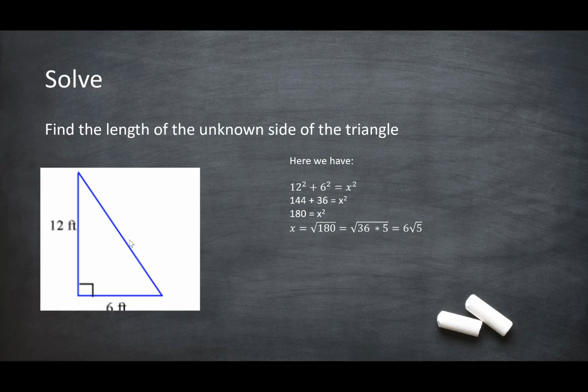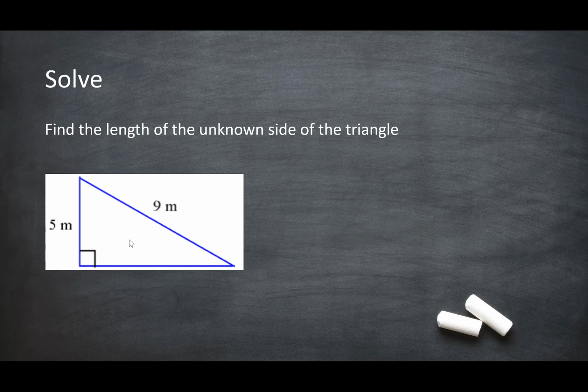So 12 squared is 144. 6 squared is 36. So we still get our x squared. Adding 144 and 36, I get 180 equals x squared. So to solve for x, we just say x is the square root of 180. So 180 can be re-expressed as 36 times 5, where 36 is a perfect square. So we could take that out of the square root, which comes down to 6 times the square root of 5. Let's take a look at one more example.